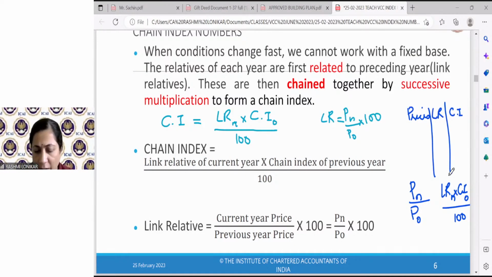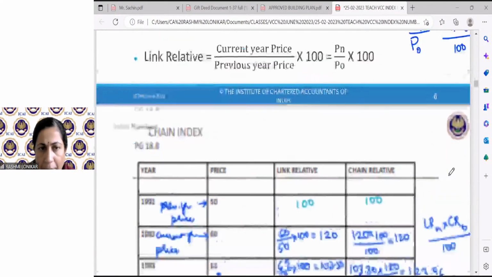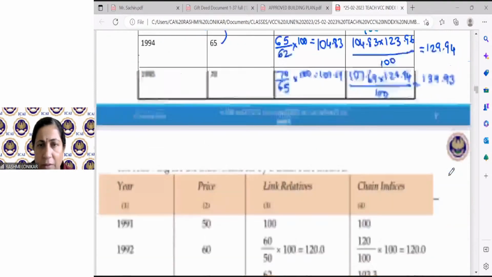Is that clear? Yes, Baba sir, I have posted the PDF, okay? So you can see this PDF. And we have done this sum.